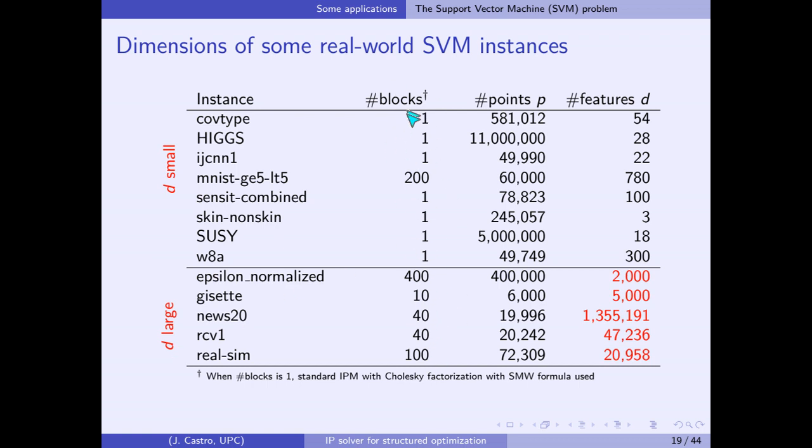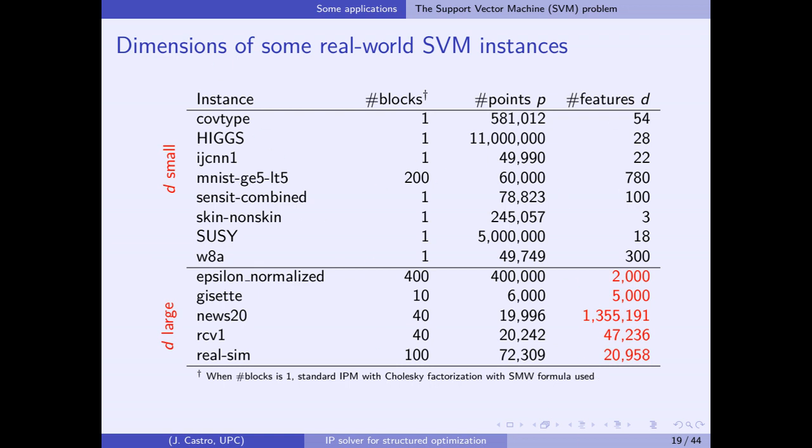This column gives the number of blocks I partitioned the data set. When the number of features is small, one block is enough, because we can exploit the fact that A is a low-rank matrix. When the number of features is large, we are forced to partition the data set of points. You can see here that the number of features in this particular instance is pretty large.